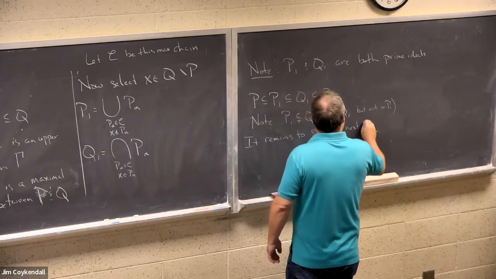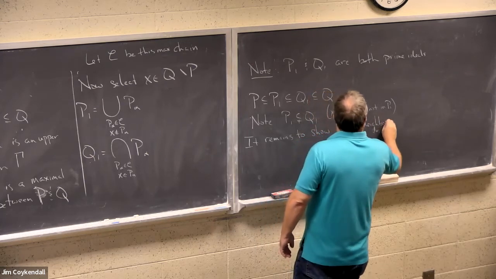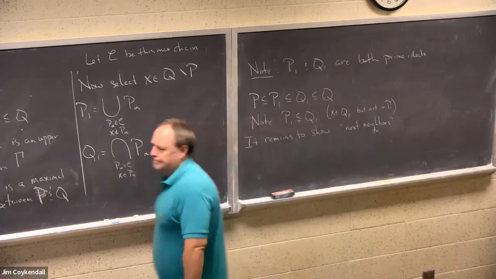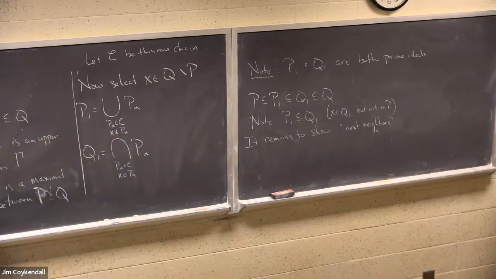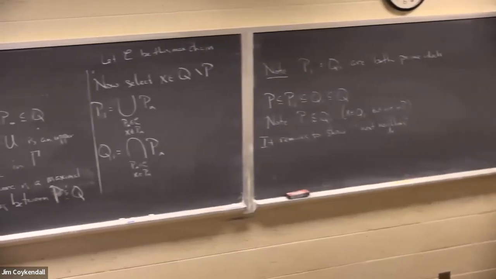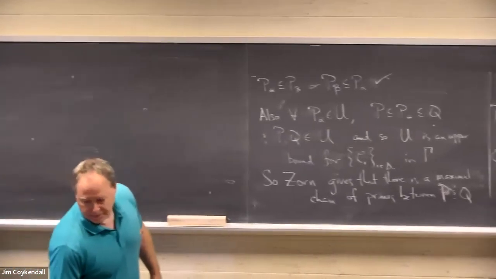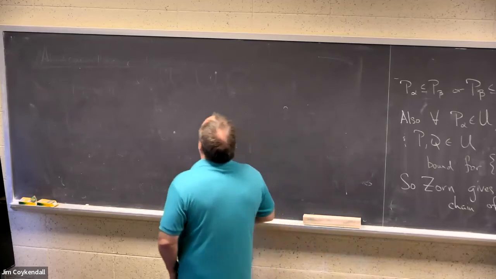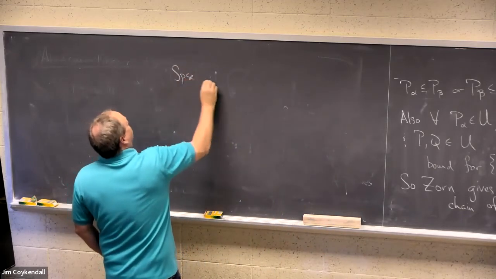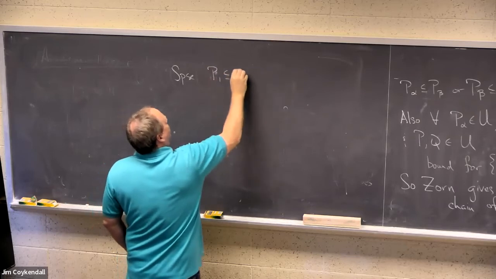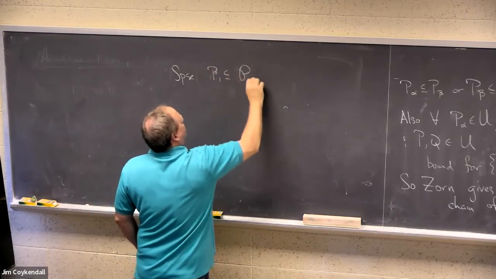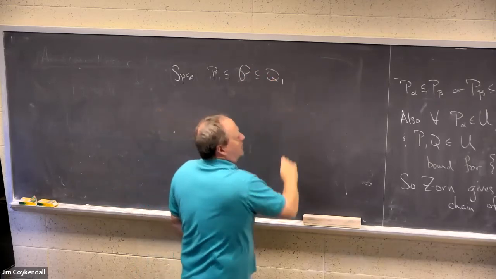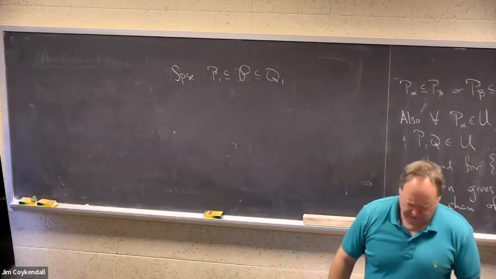And it remains to show next numbers. In that regard, we have to show that there's no prime in between there. So by way of contradiction, let's assume that there is one. Let's assume that there is a prime between P1 and Q1. Call it P. Call it fancy P. Suppose that there is a prime in between here.